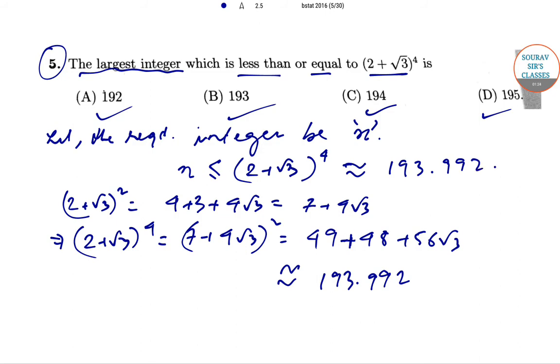Now n is less than this value and n is also an integer, therefore n max is equal to 193, which is the option B.